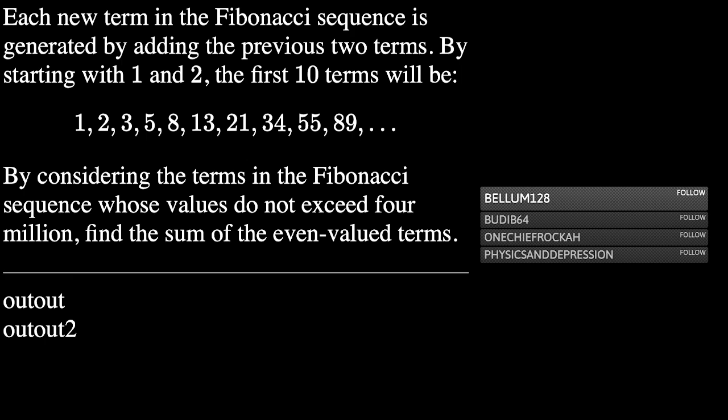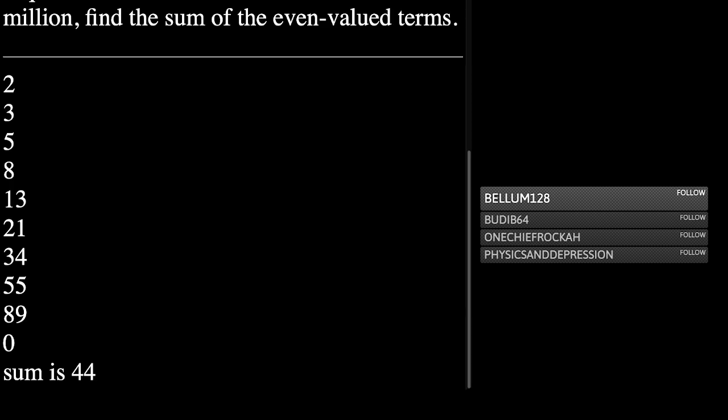Okay, let's see if it worked. Here we go. The moment of truth. Okay, hey, cool. We have some Fibonacci numbers. They are correct. I happen to know a few of them. And then the sum is 44. Let's see if that's correct. 2 plus 8 is 10. 44. Yeah, hey, looks good to me.